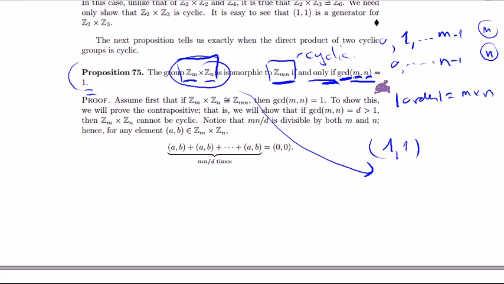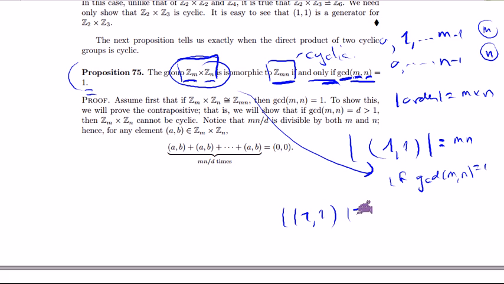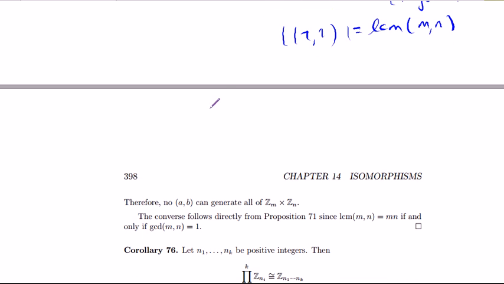We show that if the GCD of m and n is 1, then this element (1, 1) has order mn. In fact, the order of (1, 1) turns out always to be the least common multiple of m and n. And that's equal to mn if the GCD is equal to 1. So that's what this proof goes through.